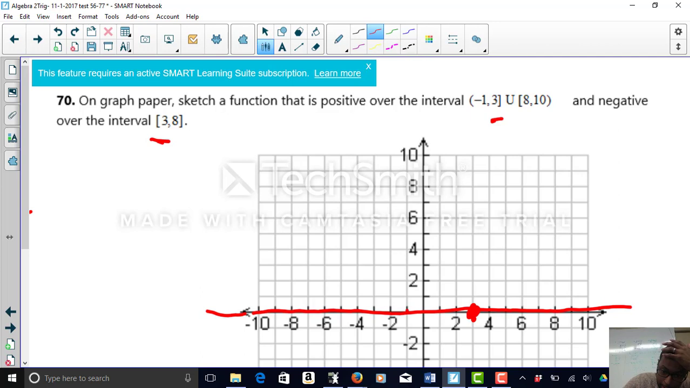And I'm just going to go positive. I can go like this. But I know it's going to go down at 3. Same thing at 8. I know it goes from negative to positive. So I'm going to put another point here. So I know that it has to curve back around again.